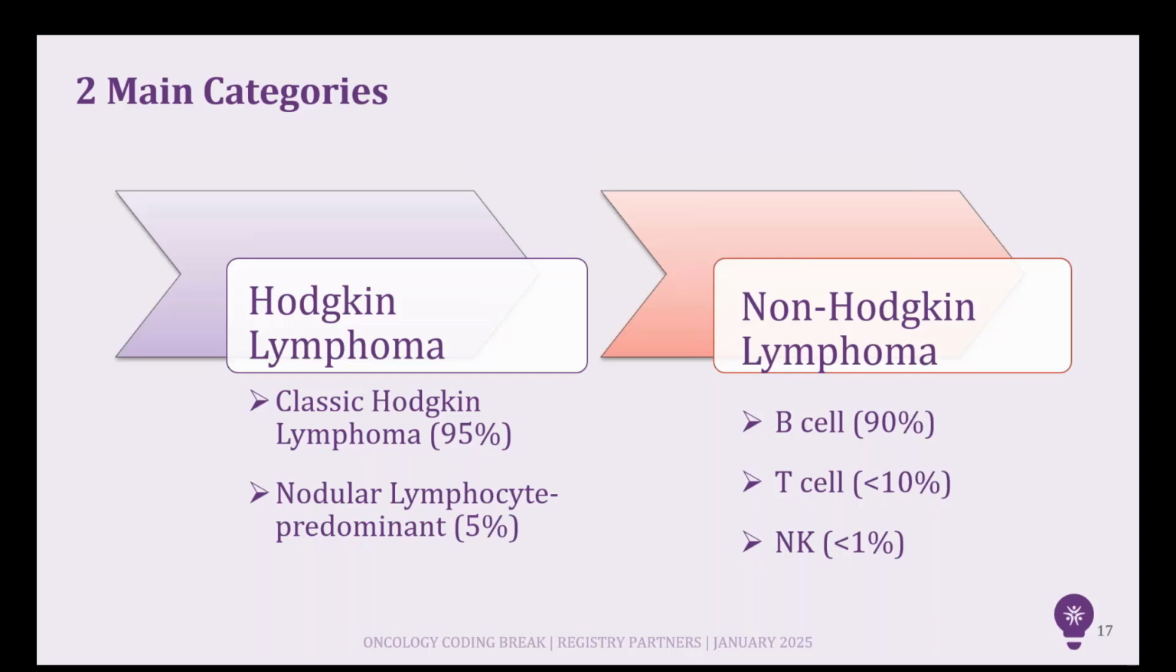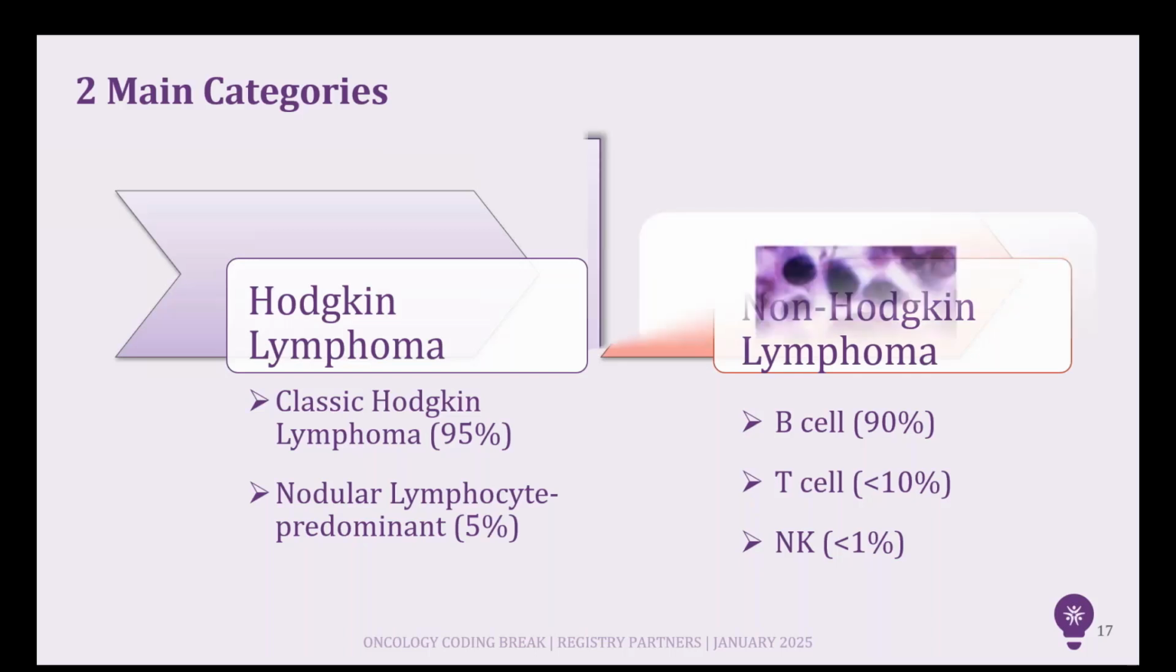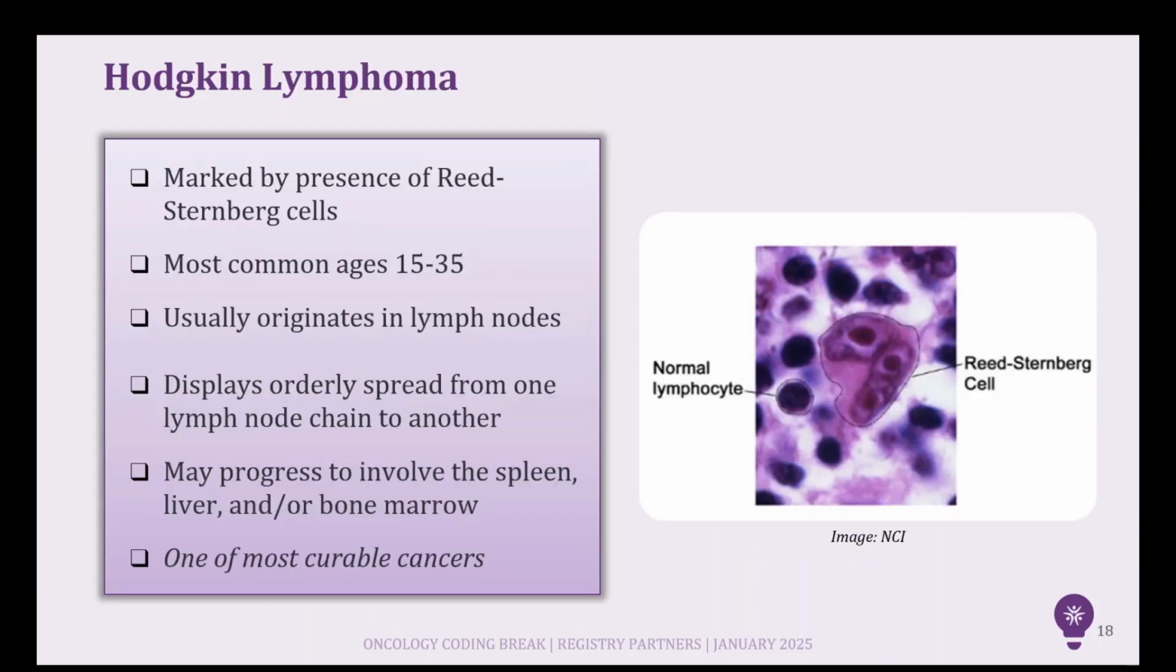Non-Hodgkin's and Hodgkin's lymphoma behave, spread, and respond differently to treatment. So it's important to know which one you're dealing with. So let's look closer at Hodgkin's. Hodgkin's lymphoma is primarily identified by the presence of Reed-Sternberg cells, which are large abnormal lymphocytes with multiple nuclei as seen here. These cells are the hallmark of the disease.